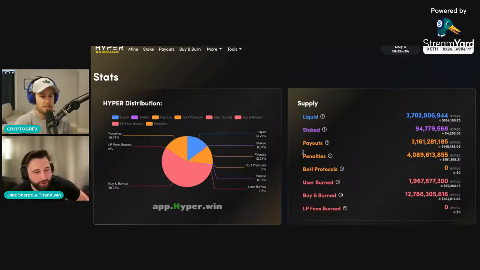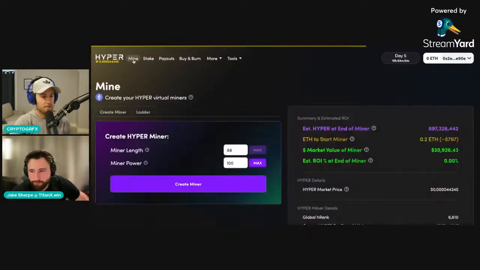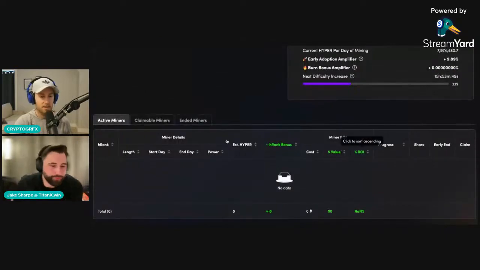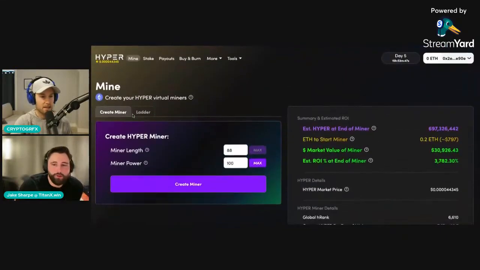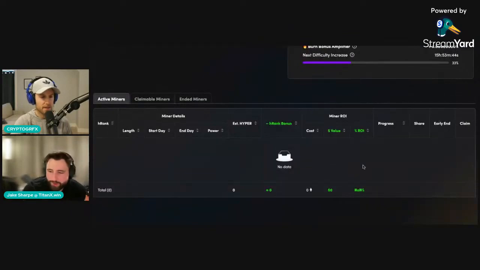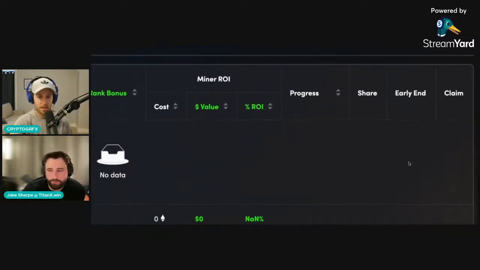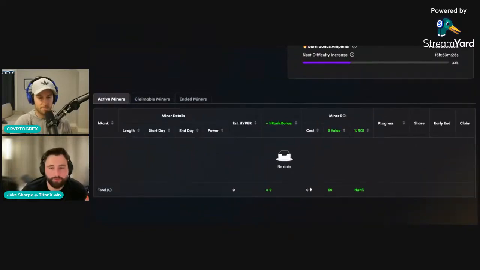Just to clarify too, guys, if you haven't seen this before, if you are familiar with the miners though, it'll be just down here. So if you come to the mining page on Hyper, go to active miners, you're going to see over here on the right-hand side early end and claim as the columns. It'll be right here under this early end column, and it'll highlight in blue when it's available after 3 days.